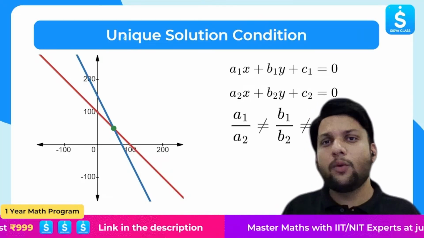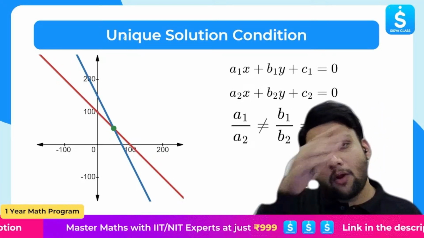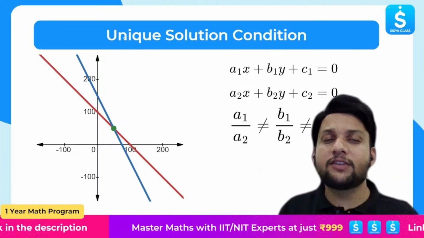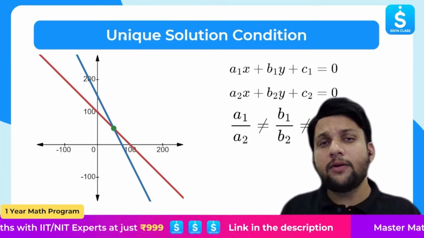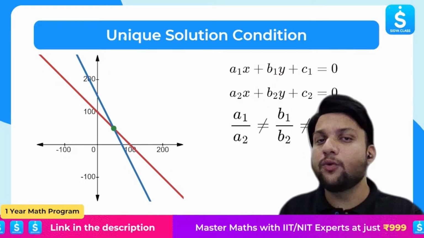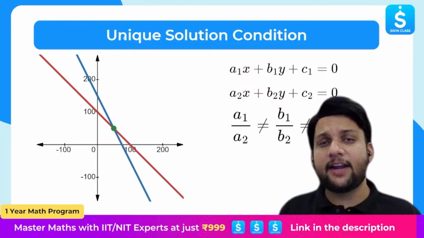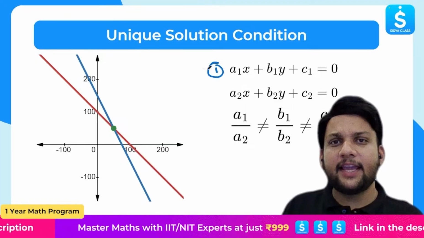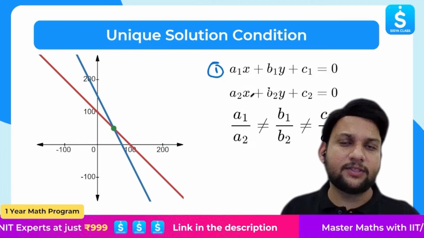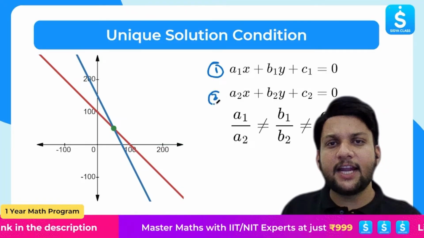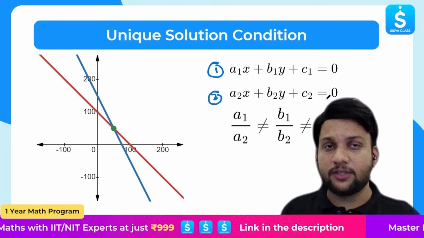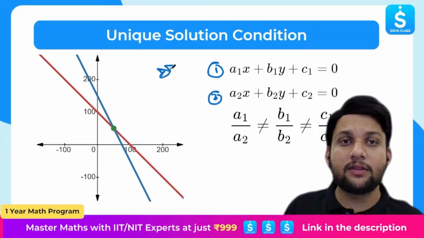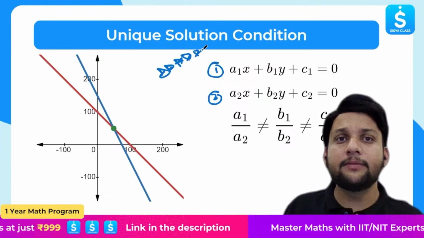Suppose I have two equations given to me, and if I try to plot them, it will take a lot of time, right? So what is the condition, if I have two equations, to find out whether they have a unique solution or infinitely many solutions? Consider the first equation, a1x plus b1y plus c1 equals 0. Let's consider the second equation, a2x plus b2y plus c2 equals 0. Now, note this down very carefully. This is the first 5-star formula for this chapter.